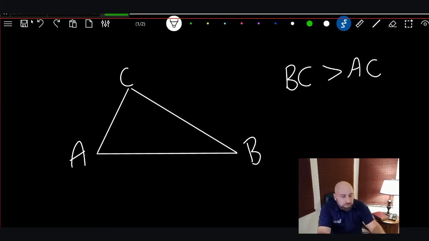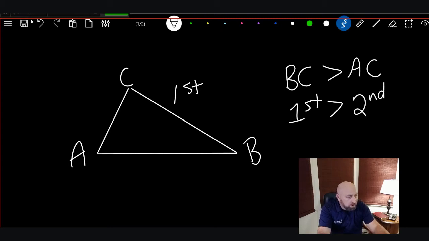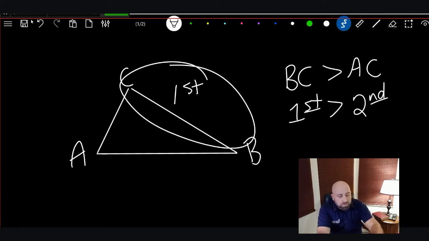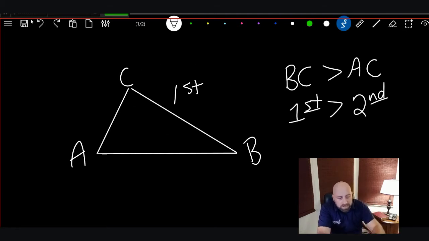I think this will help you if I call this the first side, because this is the first. It says that the first is greater than the second. Okay, so that's what it says in the theorem. So I'm going to call this the first one. This is the BC. This is the bigger one. And then this is going to be the second.